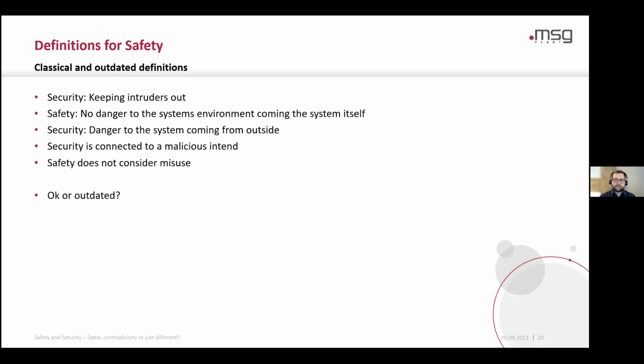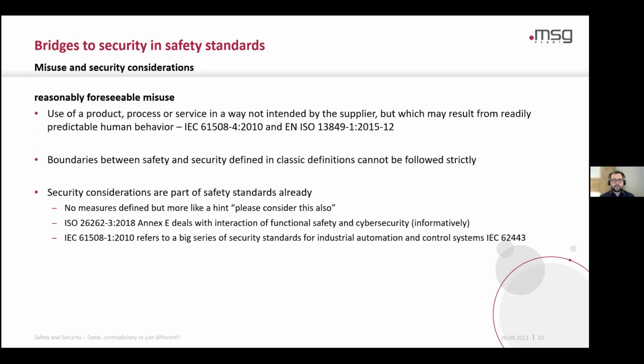I would say they're outdated, because why do safety standards consider foreseeable misuse and somehow a malicious intent if we don't want to focus on that, if that is, we would say, security? So there are no hard limits anymore between safety and security, because safety standards started to consider at least foreseeable misuse. So when you say, okay, the design of the system is in a way that a controller might be led to unsafe behavior, the boundaries were not that strict anymore.